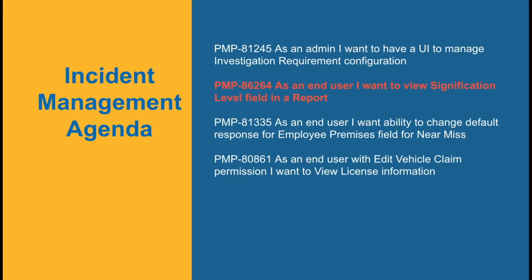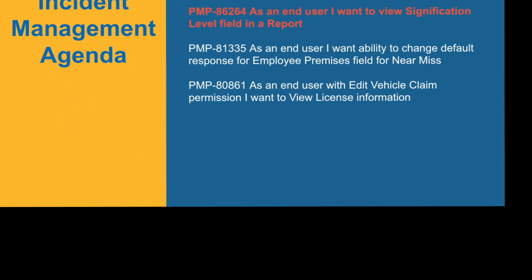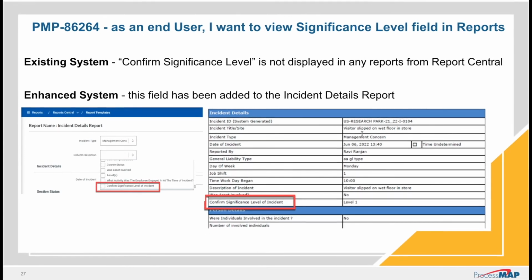As an end user, I want to view the significance level in a report. So we've added the significance level to the incident details report. When you go to run the incident details report, you will see a new option, confirm significance level of incident. You can check that in and that will come out on your report.